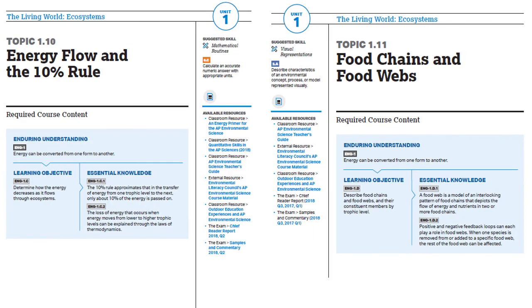We talked about energy flow and the 10% rule. You should be able to calculate the 10% rule, and you should be able to talk about how the 10% rule is due to the second law of thermodynamics. Okay, and then food chains and food webs, how a food web is a model of interlocking food chains, and how positive and negative feedback loops can happen in a food web. Basically, when you remove one species from a food web, how it can impact the rest of that food web. Again, we didn't really talk about that a lot here, but we will practice this in class.